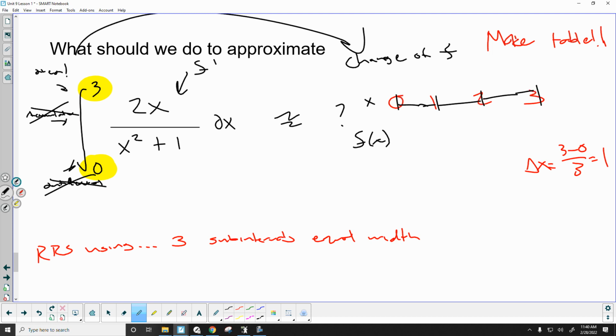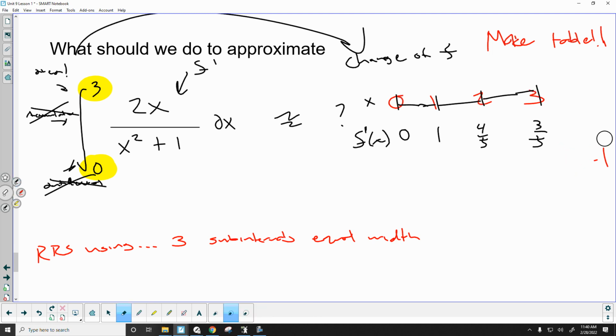Well, actually, you know what? This is f prime. My bad. I said that was f prime. Taking your x's, plugging them in to whatever you have, getting the y values. Then using the Riemann sum. Plugging in 0, I get 0. Plugging in 1, I get 2 over 2, 1. Plugging in 2, I get 4 over 5. Plugging in 3, I get 6 over 10, 3 over 5.